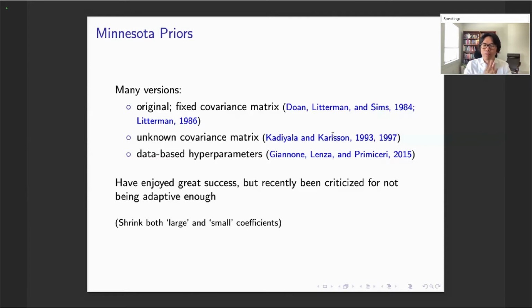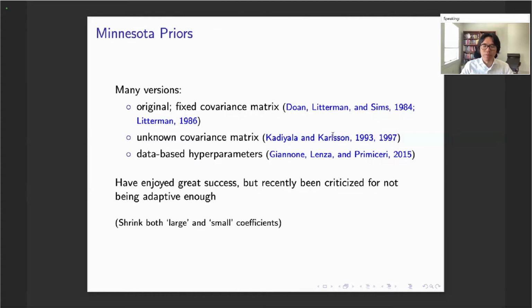And in the third generation, more recently, we realized you can improve forecast performance even more by estimating some of the key hyperparameters, the shrinkage parameters. If you estimate them instead of fixing them at some subjective value, you can improve forecasts quite a lot. So this is probably the most prominent class of models. There are lots of Minnesota priors.